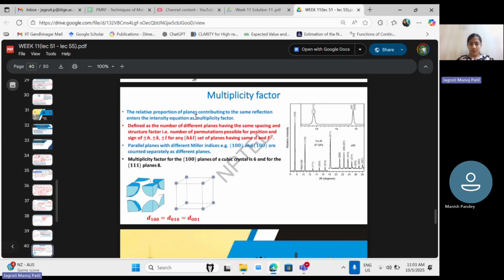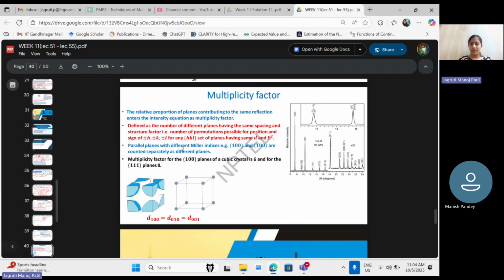So the relative proportion of the planes contributing to the same reflection enters the intensity equation as a multiplicity factor. It's defined as the number of different planes that have the same spacing. The permutations possible for this particular position are plus or minus ones for a plane, so we have the same distance and the same magnitude relationships. If you have planes with some Miller indices like this, these Miller indices are nothing but your 3-bit integer indices, counted separately as different planes, and the factor for this one is 8.